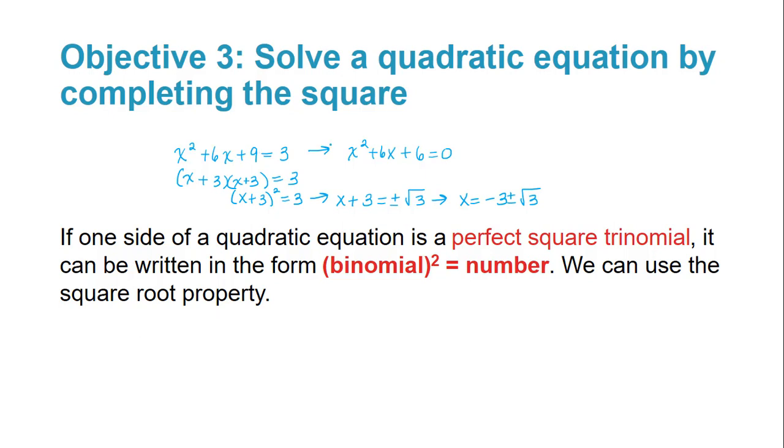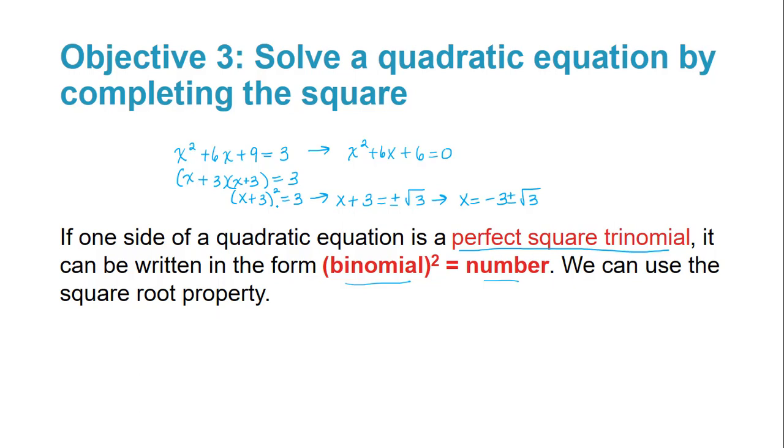So we have an equation that was not factorable when we put it in standard form, but we can write it in a special form that enables us to apply the square root property. And this special form only works if one side of a quadratic equation is a perfect square trinomial. So if the left side of the equation can be written as a perfect square trinomial, we can write it in factored form as some binomial squared equals a number, and then use the square root property to solve it.